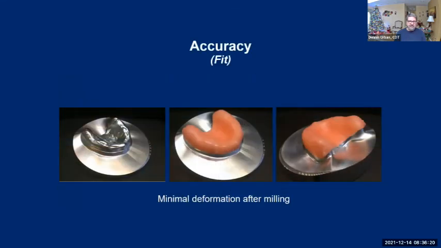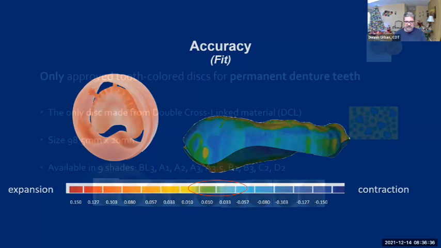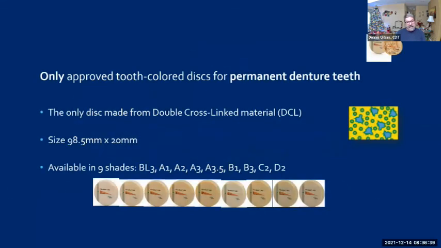The accuracy of fit is phenomenal. Minimal deformation after milling. Some doctors don't even ask for a post-dam anymore. That's how accurate it is. So the accuracy of fit is amazing with this. And we talked about adjustments before. This pretty much virtually eliminates any adjustments on these types of materials. And if you want to, instead of utilizing the denture teeth on the card, you can utilize these colored discs if you want. And it comes in many, many different shades.